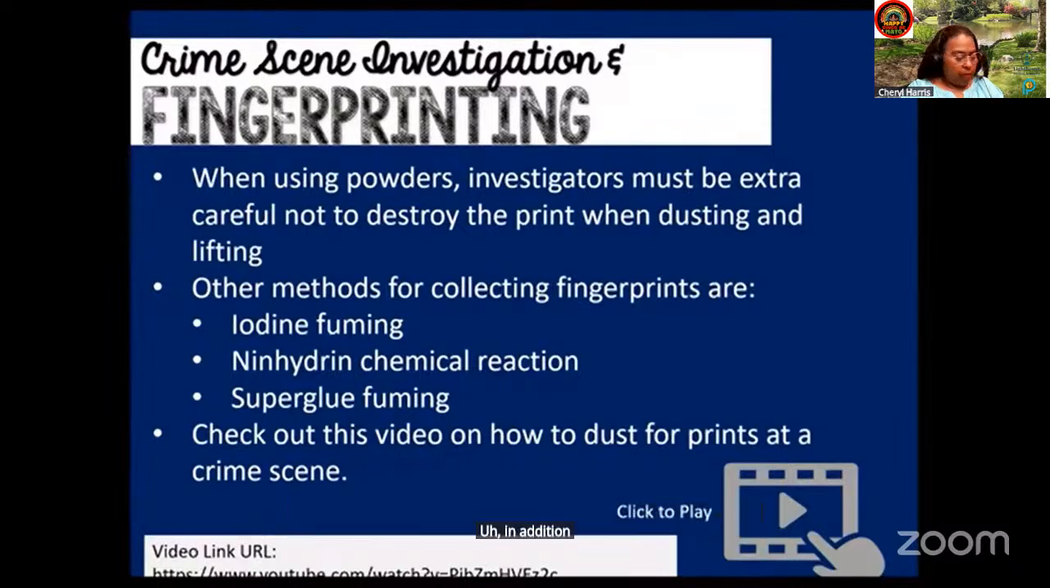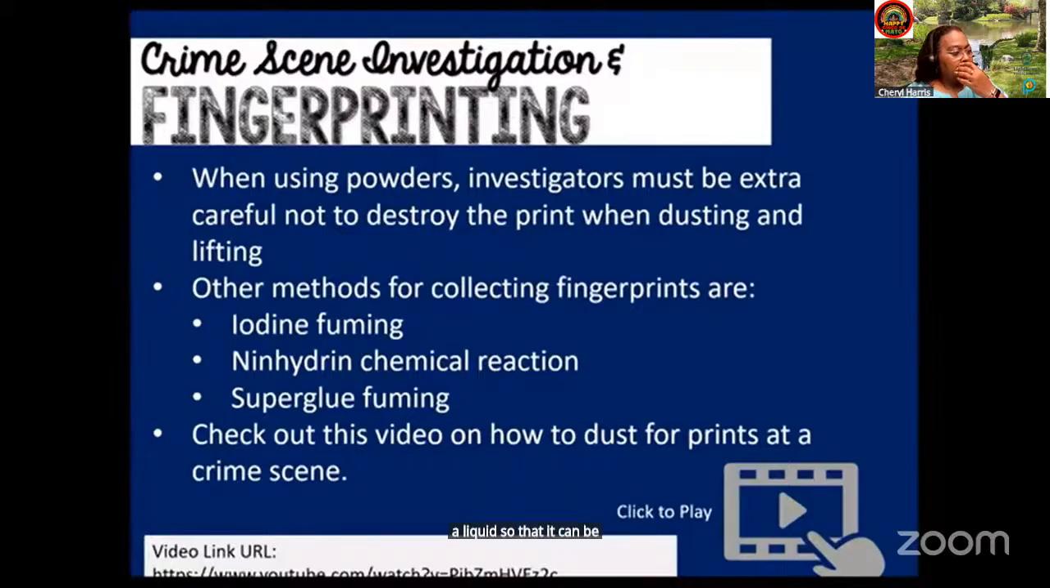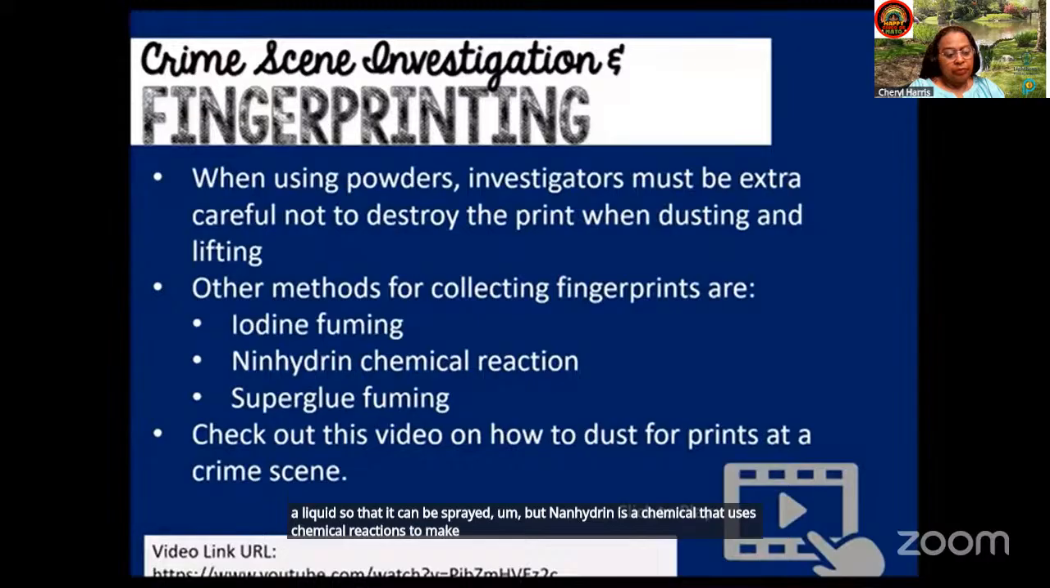In addition to powders, chemicals are used to collect or make prints visible. One example is iodine fuming. Another is a chemical called ninhydrin. Ninhydrin is a chemical powder that reacts with amino acids that are present in fingerprint residue, and that powder is oftentimes converted to a liquid so that it can be sprayed. Ninhydrin uses chemical reactions to make prints visible. Another example of that would be superglue fuming.